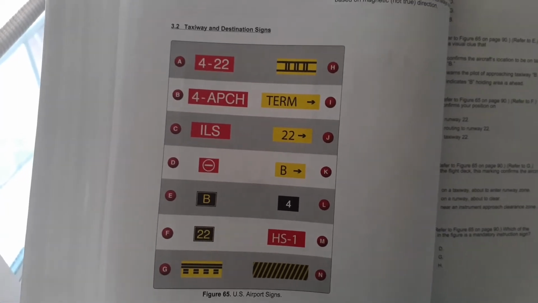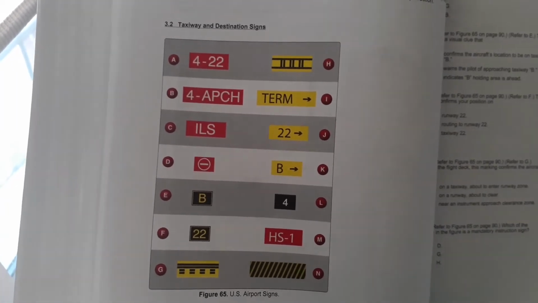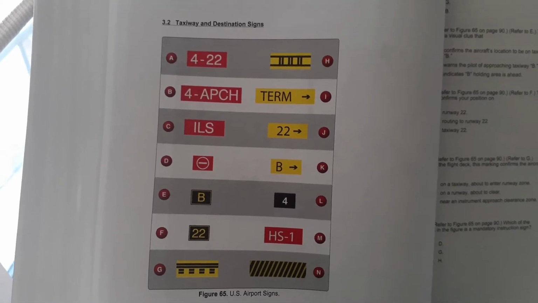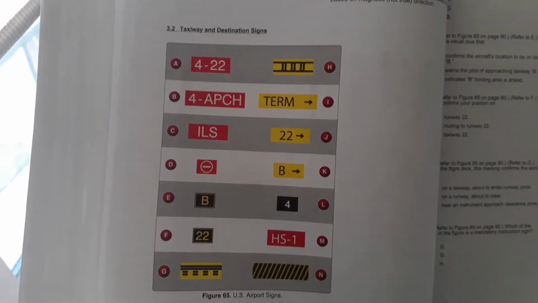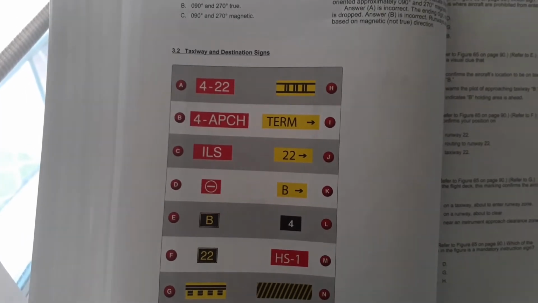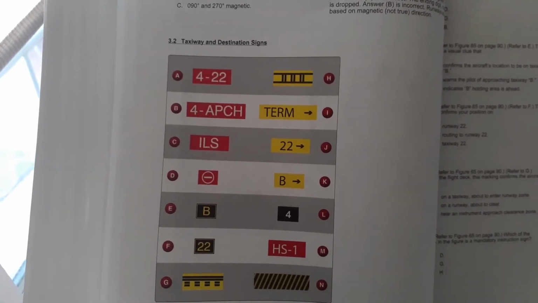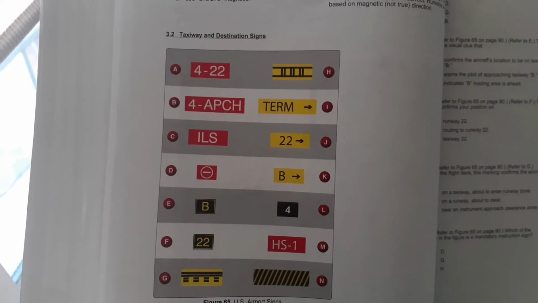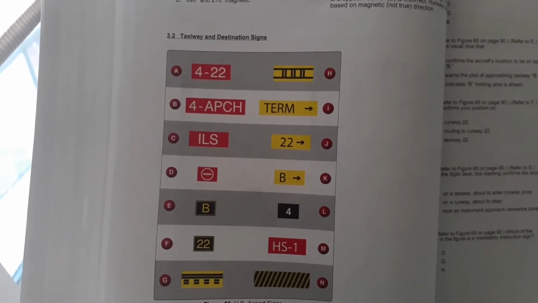Question 12. Refer to figure 65 on page 90. Which of the signs in the figure is a mandatory instruction sign? A, D, B, G, or C, H? Question again. Which of the signs in the figure is a mandatory instruction sign? The correct answer is A, the letter D.